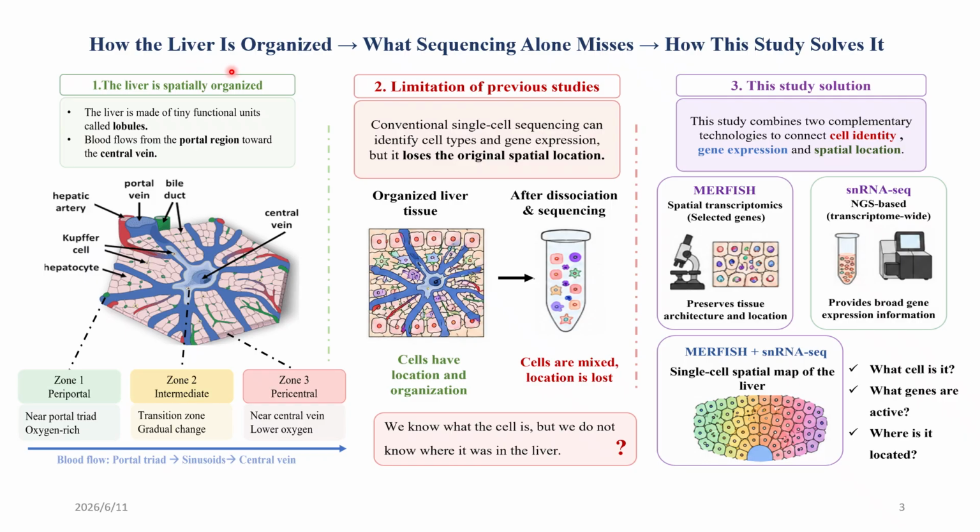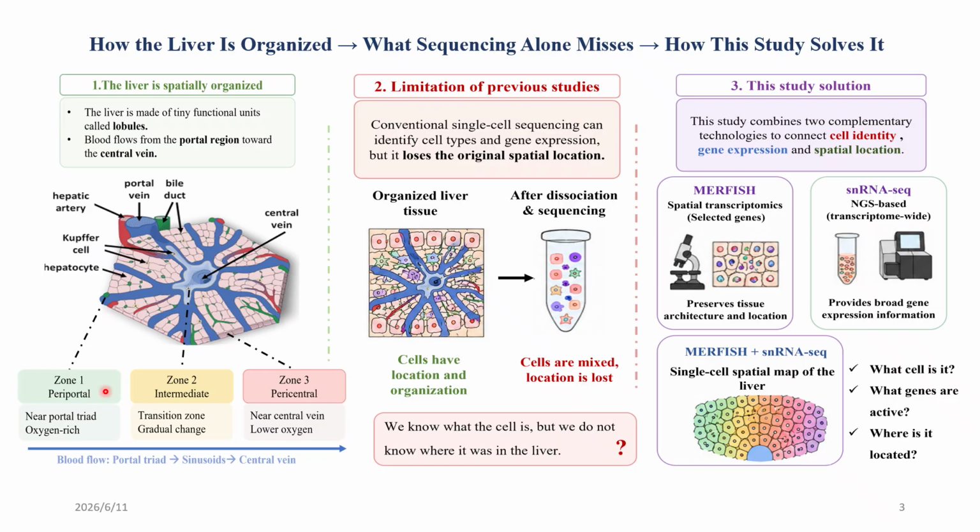Next, this is the introduction slide. This slide explains why spatial information is important and why sequencing alone is not enough. First, the liver is organized into small functional units called lobules. Blood flows from the portal region toward the central vein. Because of this, hepatocytes are exposed to different oxygen and nutrient levels depending on the location.